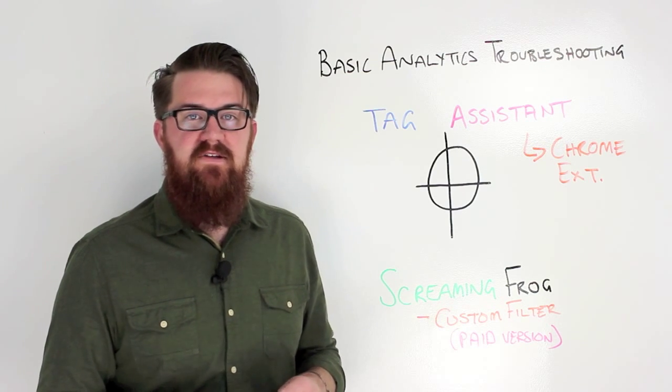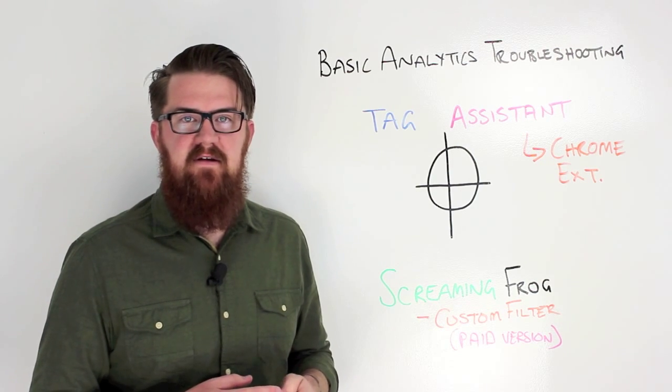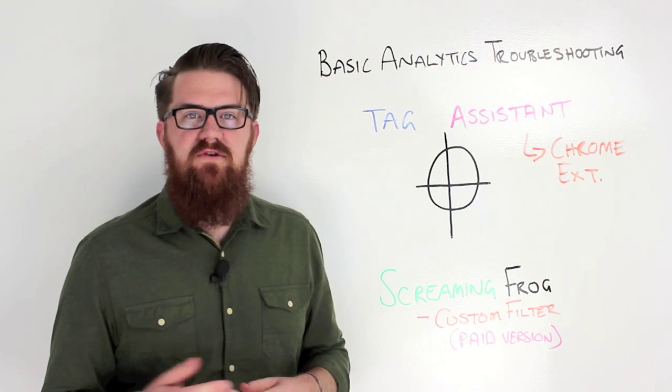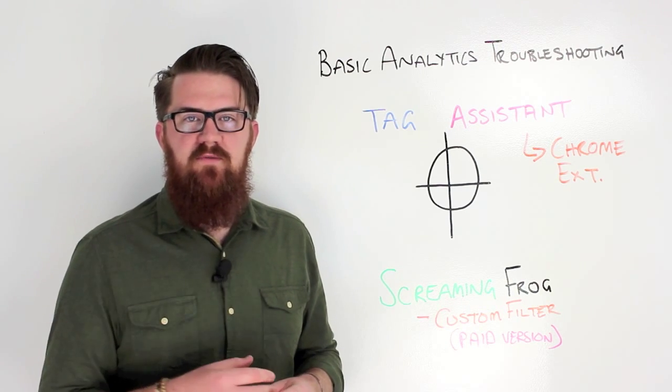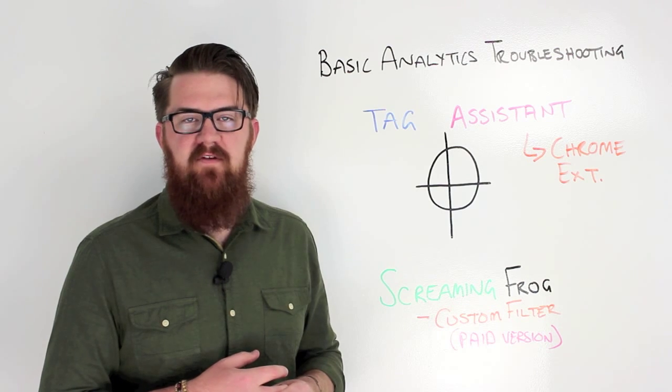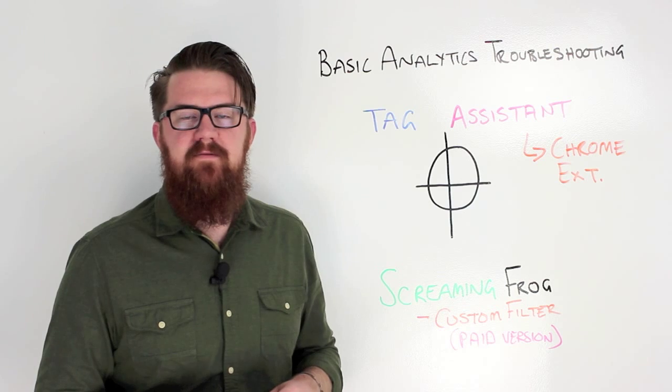So using these two tools, Google Analytics Tag Assistant and Screaming Frog, you should be able to very quickly and very easily start to cross off some causes for particular traffic drops that are down to tracking code errors.